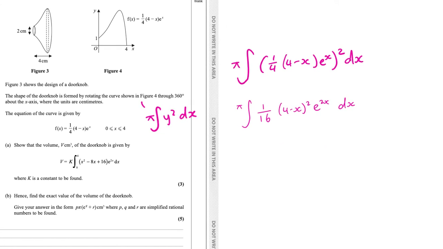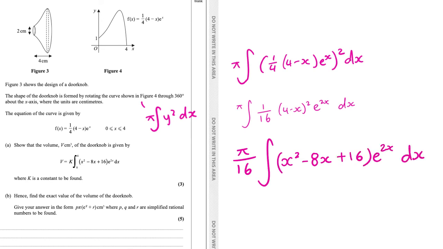Now, if I have a look at what they've done, have they got a fraction here? So on the outside, what are we going to have? Pi over 16 integral of x squared minus 8x plus 16, when I expand the bracket, e to the 2x with respect to x. Okay, so our k equals pi over 16. Nice and easy, 3 marks.